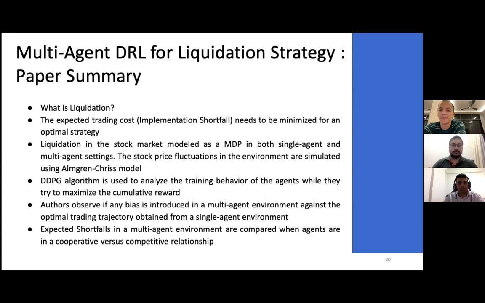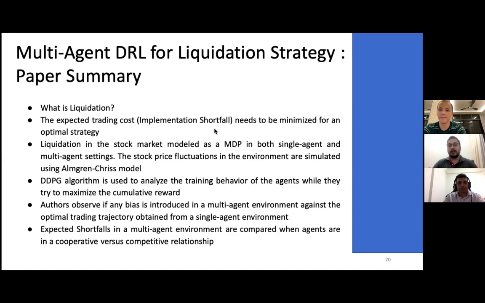So there might be a difference between when he decides to make the trade and the time when the trade is actually executed. That difference is captured in the trading cost, or the expected trading cost, and technically we call it the implementation shortfall, which we would want to minimize in order to have an optimal trading strategy.